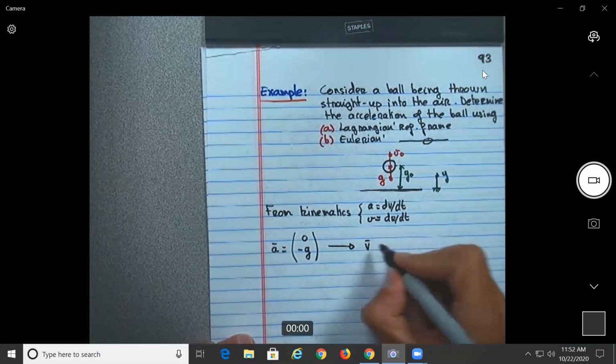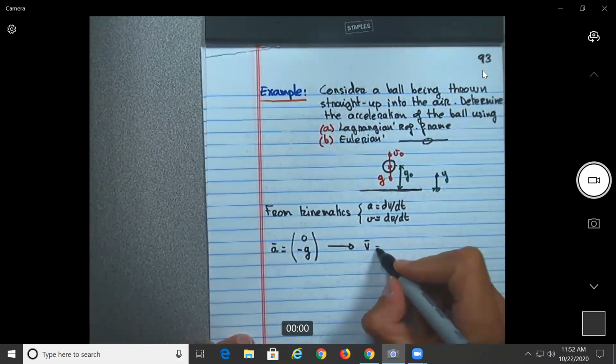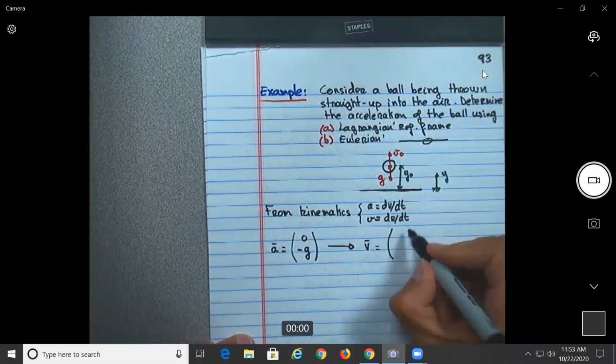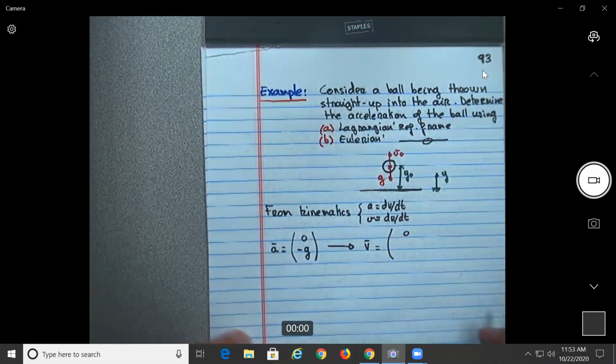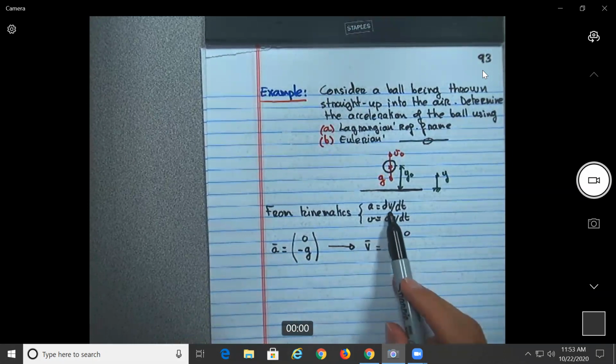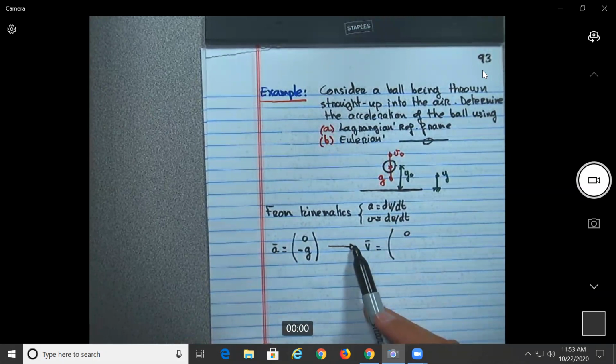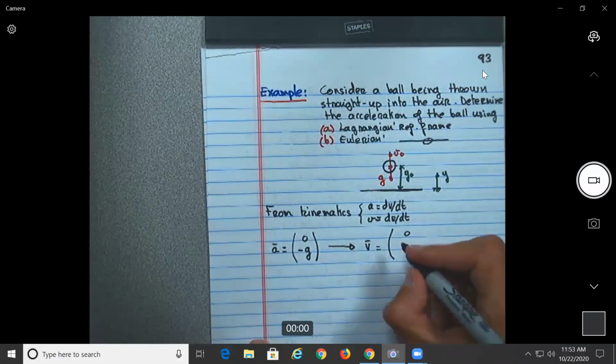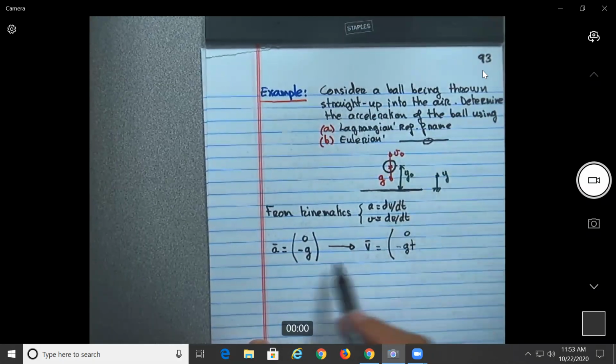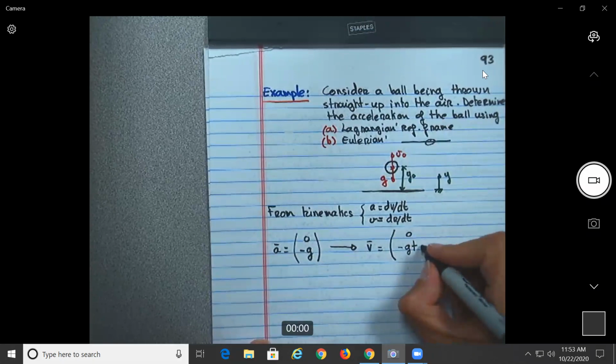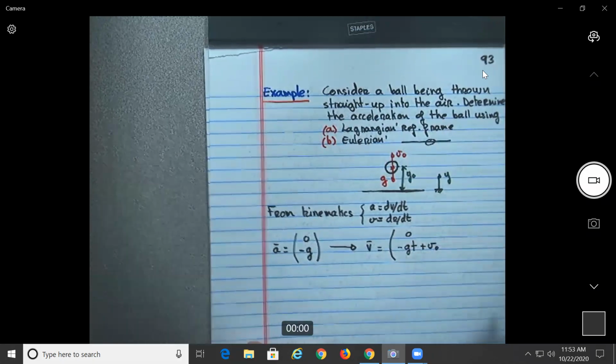Okay, now if you want to find the velocities, there is no velocity on the x, no? And in order to go from acceleration to velocity, if you know the integral and you want to find the velocity, what you need to do, you need to integrate. So what do you get on this one? You get here minus gt, the integral of g, plus the initial velocity v sub naught.